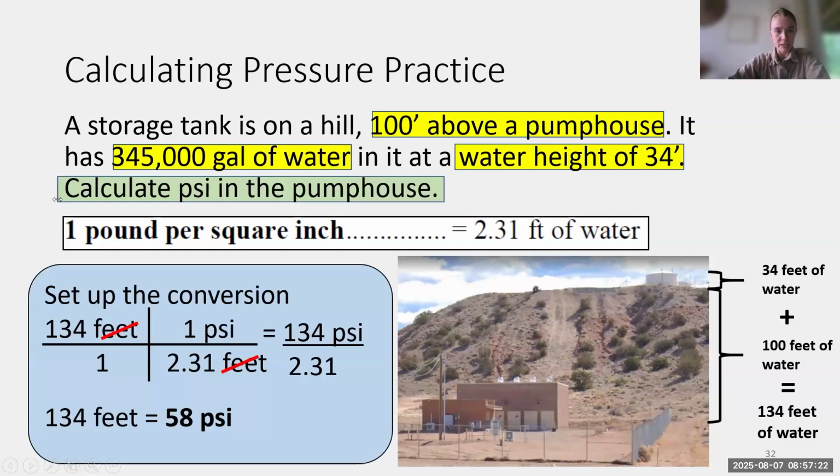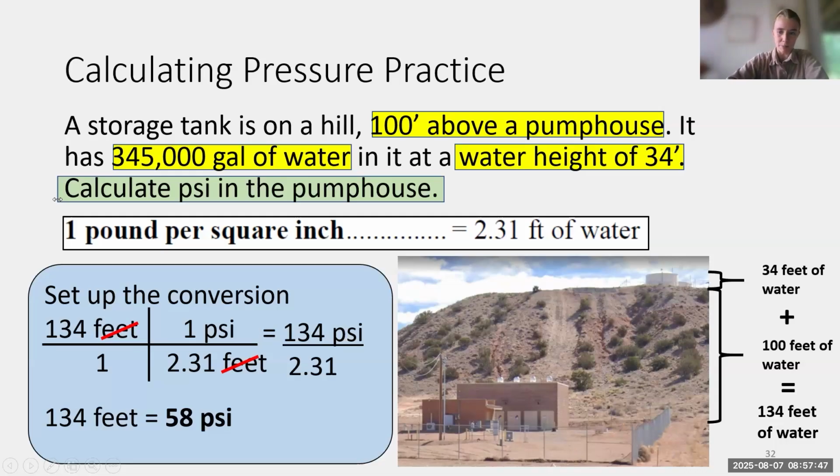So the question is, we want to calculate the pounds per square inch in the pump house. And all we need to do that is the water height, right? Because if we know the height in feet of water, then we'll be able to calculate the pressure. So we can just ignore that gallons, that volume of water, for this one. So all we've got to do is set up our conversion. We've got our little grid here.